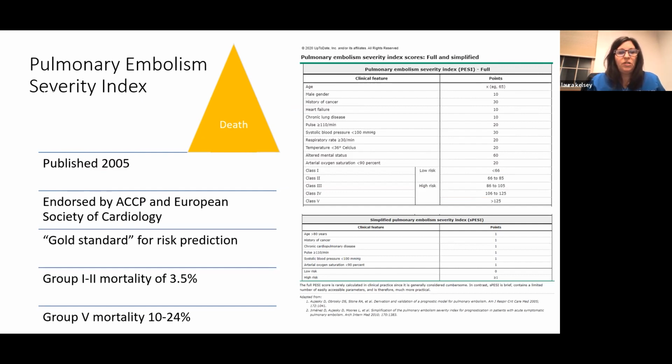Okay, this was published in 2005. It's the gold standard for risk prediction. It was pretty complicated when it started, so everything else gets simplified. And basically, if you're over 80, have cancer, pulmonary disease, low blood pressure, low sats, or high pulse, then you're at high risk. Any one of those things puts you in a high risk category. Otherwise, you could basically be treated at home. And the mortality of this group was 3.5%.